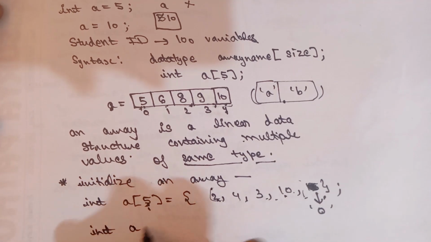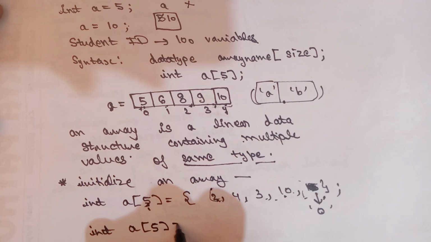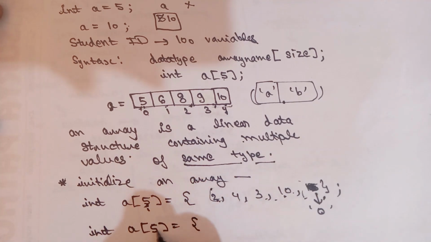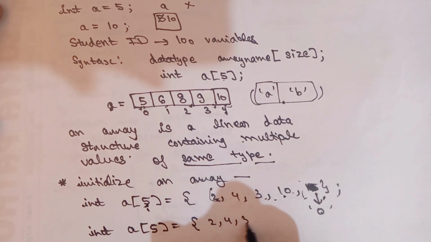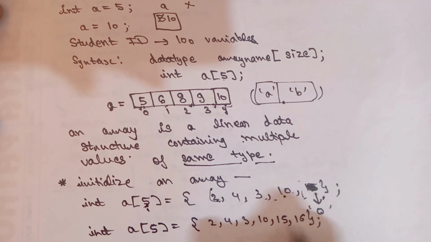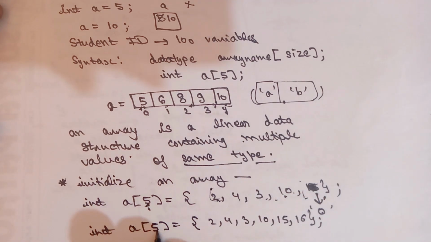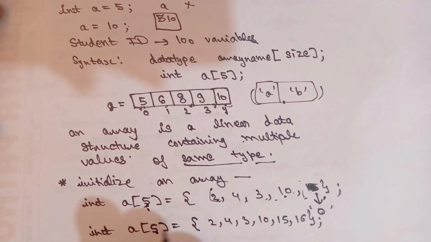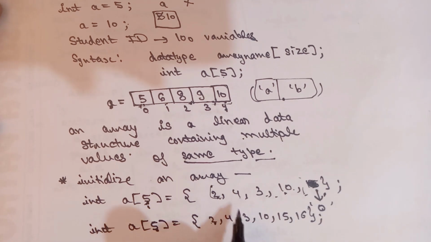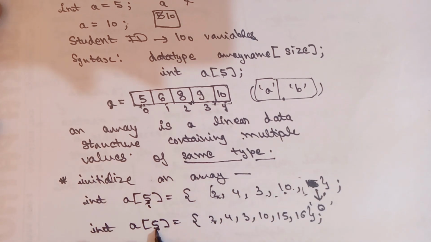But in contrast to this, if you specify the size less than the elements declared here, suppose you have given six elements here, but the size specified is only 5. So this is illegal in C. This is not allowed in C language. Alright, you cannot have more elements than the size specified here.